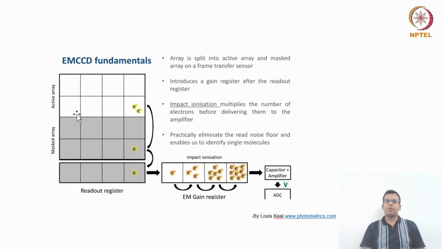Okay, so what is the unique property of EMCCD camera? It is the impact ionization. This active array and masked array is one thing, but that just increases the speed. But how does it increase the signal? That is because of the presence of impact ionization, the electrons are getting multiplied so that the faint signal will become strong.